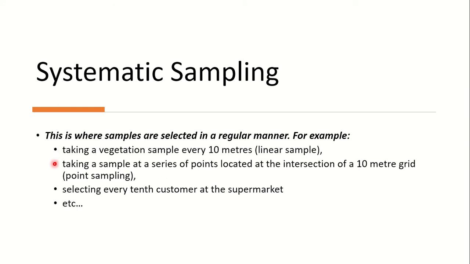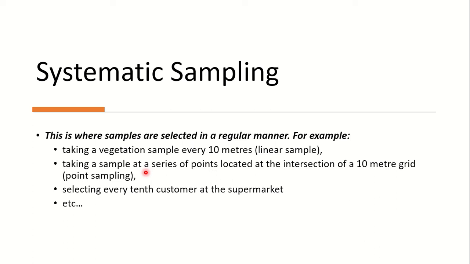Sometimes you might not be working along a transect line, a linear sample, but you might be working in an area. Now, it makes sense, of course, to make a grid if you're doing an area, and you might sample at a series of points within that grid. This is called point sampling. But the point is that it is done in a regular manner, sampling every 10 meters, sampling every 5 meters, however far apart the points are on the transect line or in the grid.